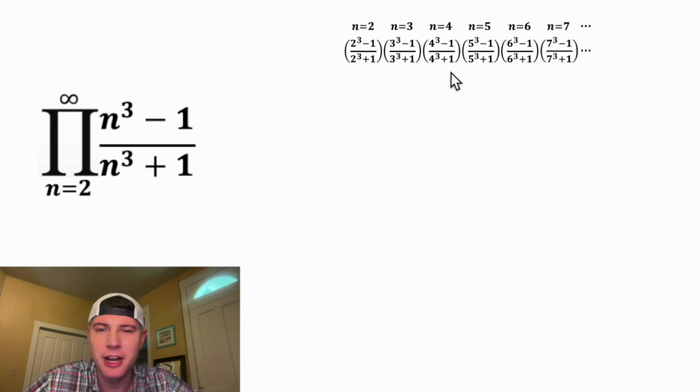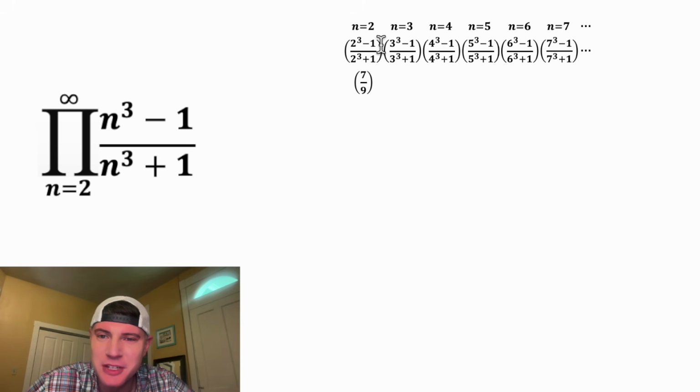And then you do the same thing for n equals 4, n equals 5, n equals 6, n equals 7. And you're going to multiply all these to infinity. You're never going to stop multiplying. So how is this going to work? Well, let's do this one first. 2 cubed is 8, minus 1 gives us 7, and then 8 plus 1 is 9. So we have 7 ninths.